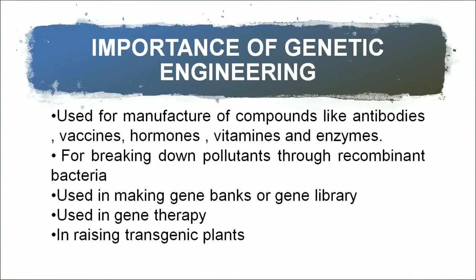Genetic engineering is also used for breaking down the pollutants by making recombinant bacteria. Nature has created the pathways for the breakdown of the pollutants, and we can always select out the bacteria, say some metal resistance gene if they have, we can take them, recombine them in the bacteria which can be used to clean the environment of those pollutants.